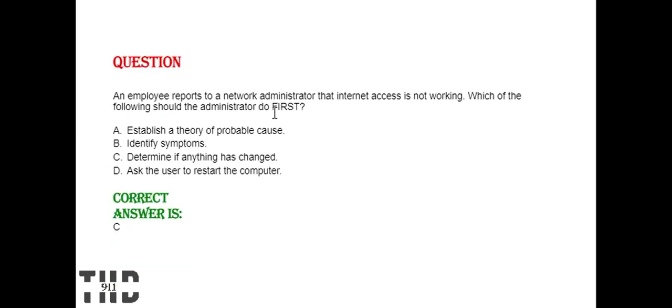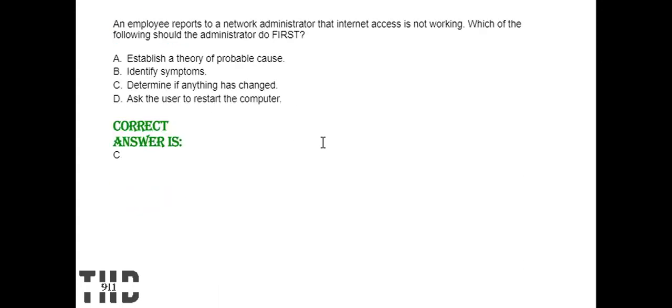An employee reports to a network administrator that internet access is not working. Which of the following should the administrator do first? Option A, establish a theory of probable cause. Option B, identify symptoms. Option C, determine if anything has changed. And option D, ask the user to restart the computer. The correct answer is option C.